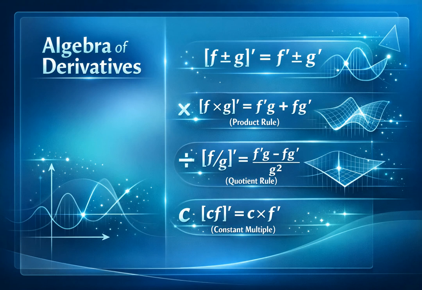The algebra of derivatives includes important rules. The derivative of a sum or difference equals the sum or difference of derivatives. The product rule, derivative of f times g equals f prime times g plus f times g prime. The quotient rule, derivative of f over g equals f prime times g minus f times g prime, all over g squared. A constant multiple comes out front.